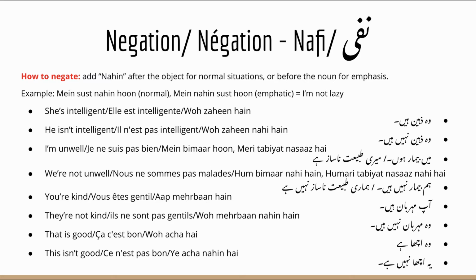So let's go over some of the adjectives you learned while also practicing negation. She's intelligent. वो ज़हीन है. He isn't intelligent. वो ज़हीन नहीं है. I'm unwell. मेरी तबीयत खराब है और मेरी तबीयत नासाज है और मैं बीमार हूँ. We're not unwell. This would be हम बीमार नहीं हैं और हमारी तबीयत नासाज नहीं है.